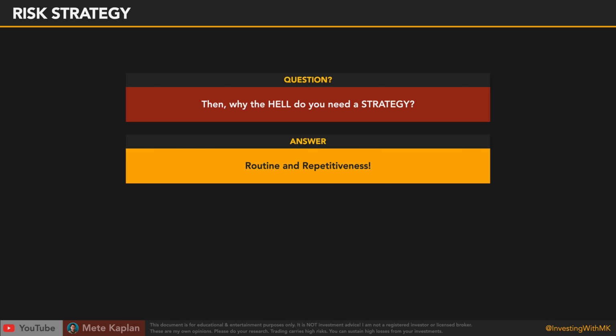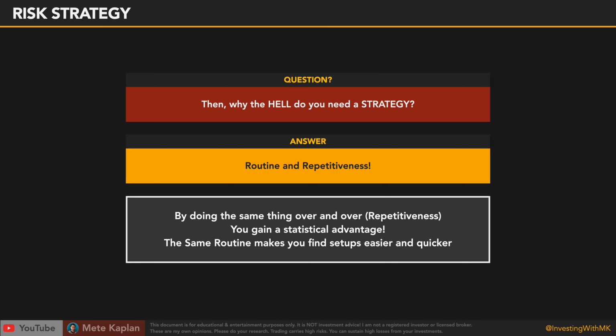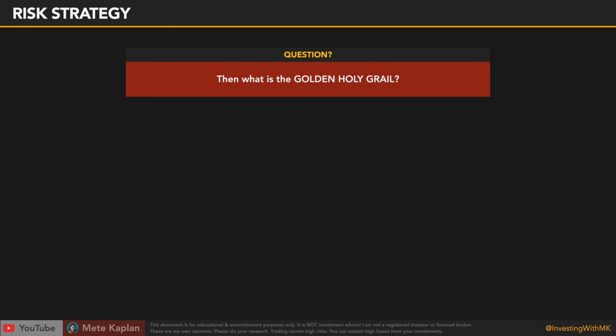My answer is actually really simple. Routine and repetitiveness. By doing the same thing over and over and over, you gain a statistical advantage and a reliable data set. And the same routine makes you find setups easier and quicker. Which one is easier: looking for the same setup every single day, or a different kind of setup every single day? Just think about that. Then what is this golden holy grail, the secret that traders kept searching for years and years and years?